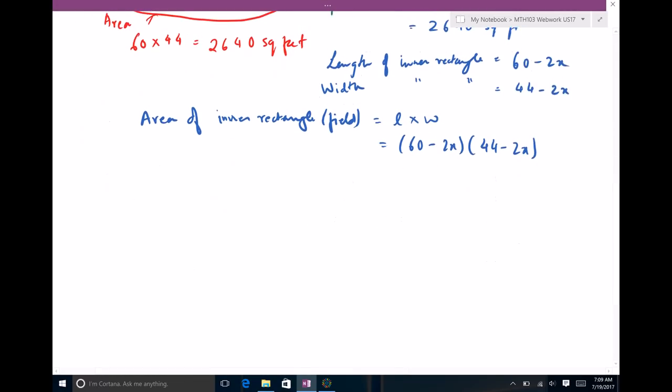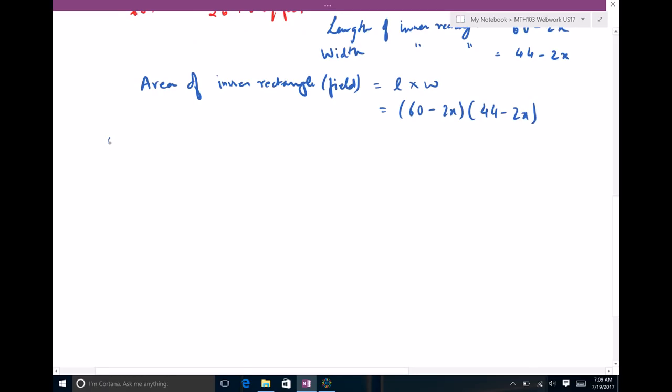So let's write that down here. I know that the area of the outer rectangle minus the area of the inner rectangle is equal to the area of the pavement. And I know all of these areas in one way or the other. The area of the outer rectangle is 2640.